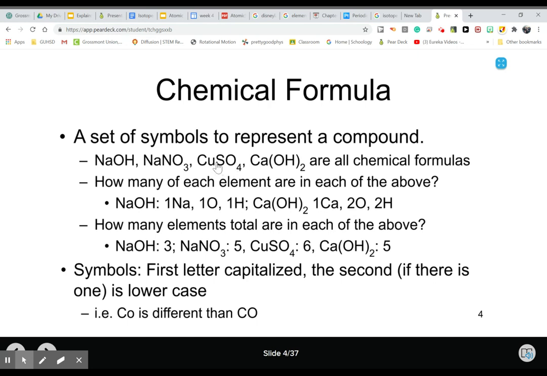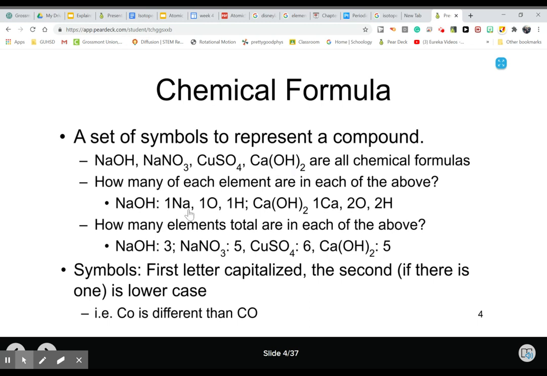Now, someone might ask, how do you know that that's Cu together? It's because I have an uppercase and a lowercase. So every new uppercase starts a new element. So here I have 1 Ca, and then I have 2 OHs. So I have 2 O's and 2 H's. This is kind of like using the distributive property in math. So again, 1 Ca, 2 O's, and 2 H's.